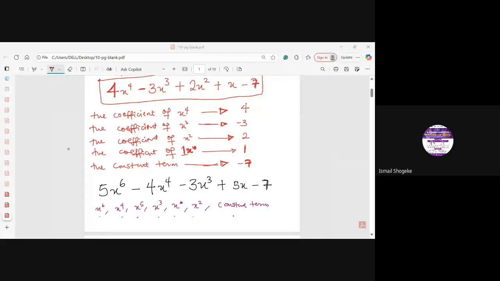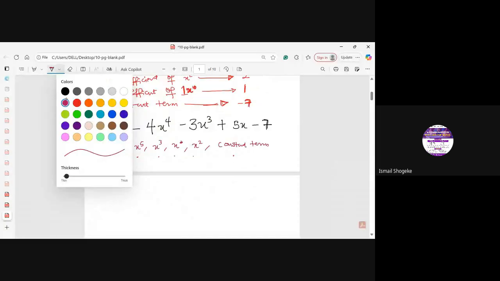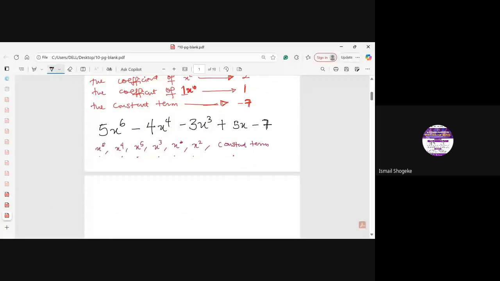Now, the coefficient of x power 6 is the number. I saw somebody wrote 6. I don't know how you got 6.